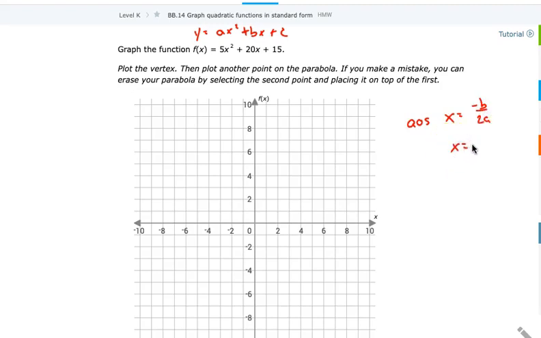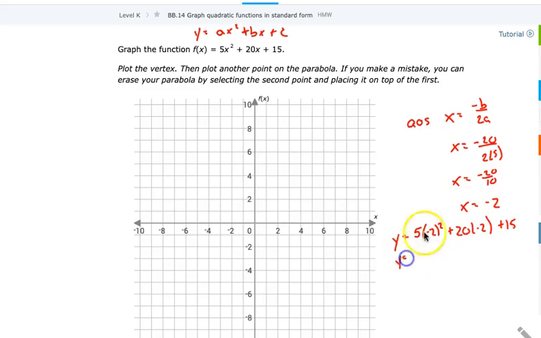Negative b, that would be negative 20 over 2 times 5. So x is going to equal negative 20 over 10. Well, negative 20 divided by 10 is just negative 2, right? So x equals negative 2. We're halfway there. We now need y. So I'm just going to plug that back in. Y equals, a was 5, so 5x squared, negative 2 squared, plus 20 times negative 2 plus 15.